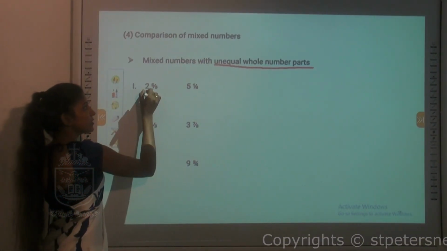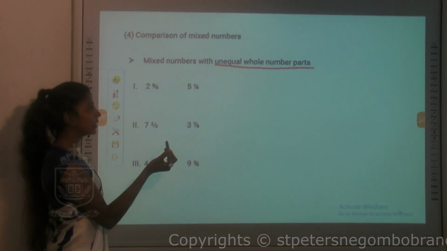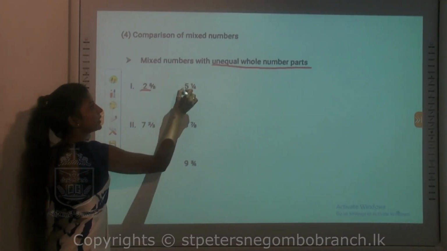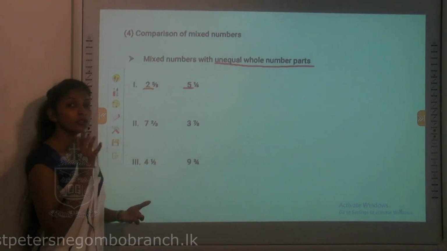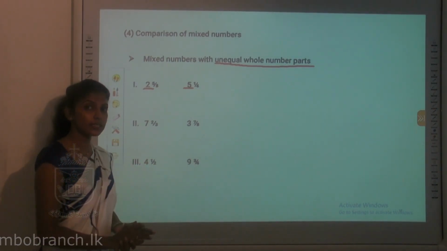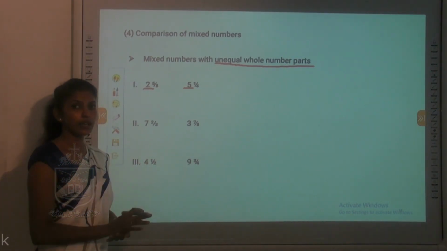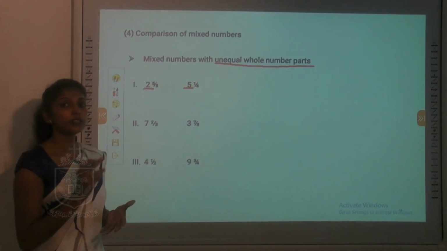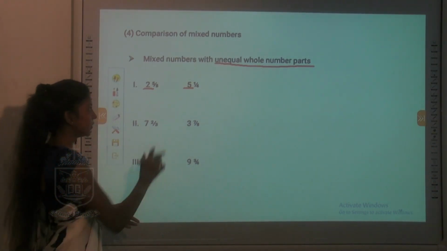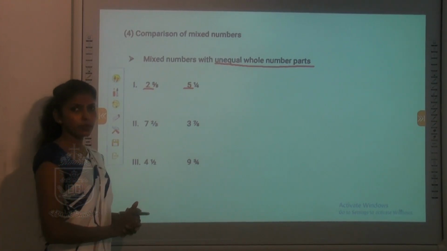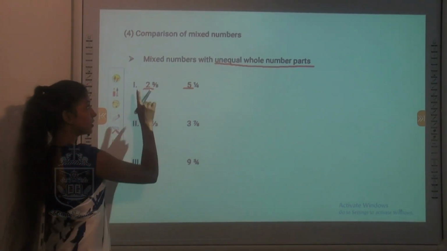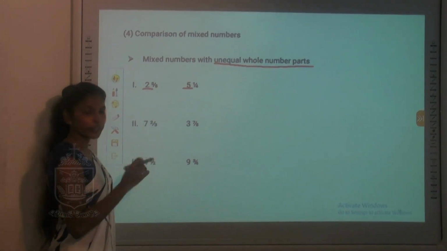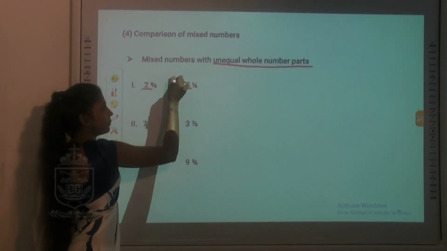Unequal whole number parts means, now you all can see in the first example I have given 2 and here I have given 5. By looking at those two whole numbers we can decide which mixed number is large. We don't need to worry about the fraction part. We don't need to check what the fraction part is. By looking at the whole number we can directly decide whether 2 or 5 is large. 5 is large. So what will happen?